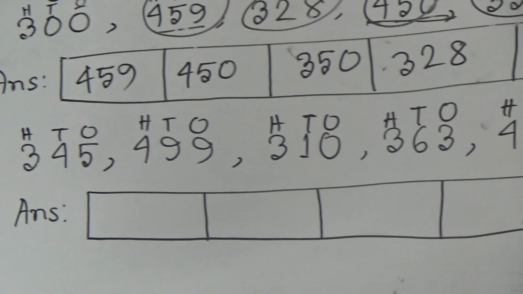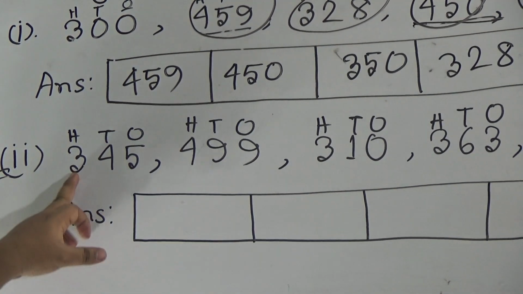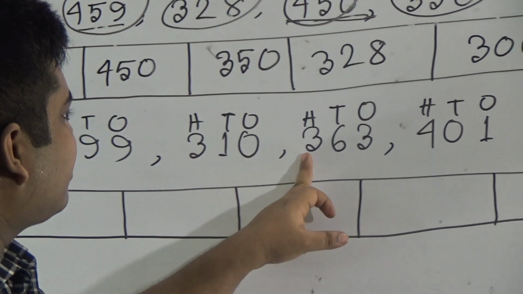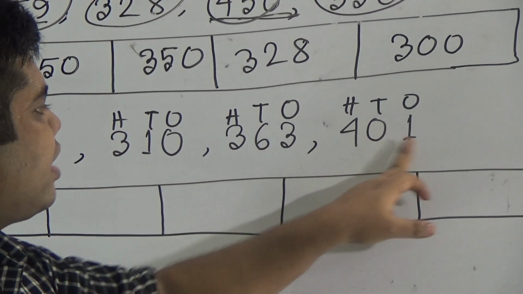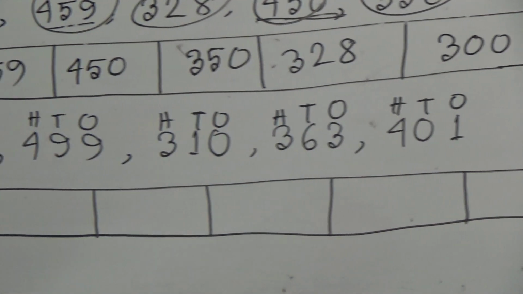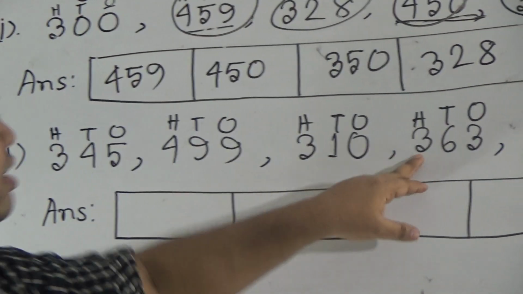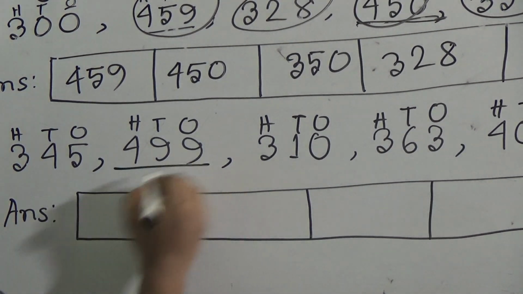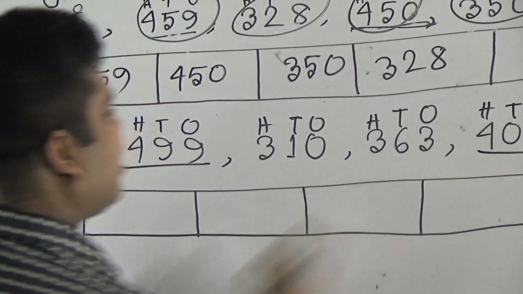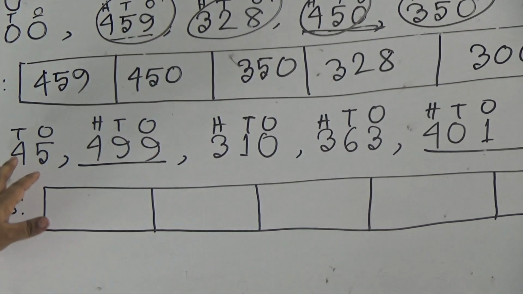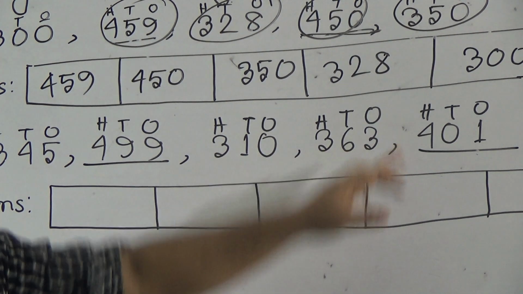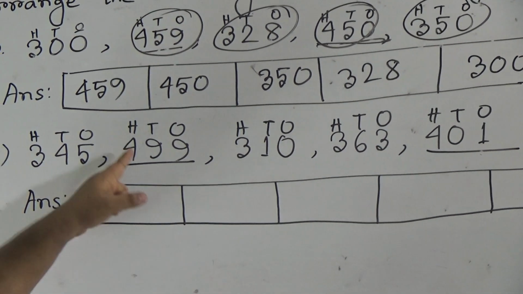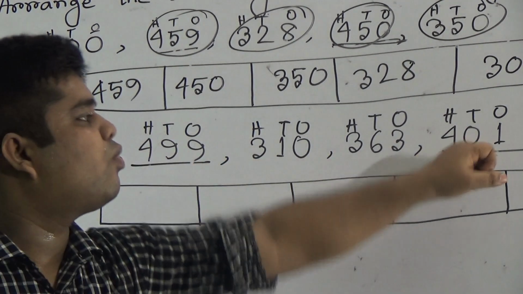Here you notice, at first we notice the 100 place. Here 345, 499, 310, 363, 401. My dear students, 100 place. Here 3, here 4, here 3, here 3, here 4. Notice 4 is greater than 3. So, these two, 499 and 401, are greater than 345, 310 and 363. So, now we find which number is greater, 499 or 401.